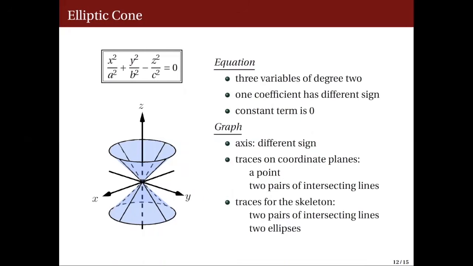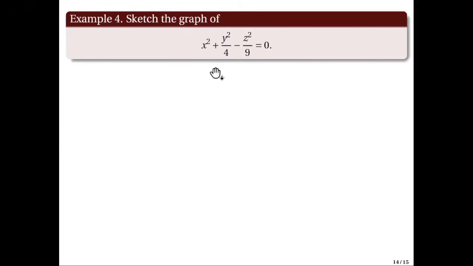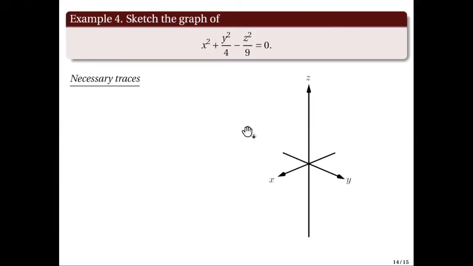Let us consider a particular example. For this equation, we can see that all variables are of degree 2 with exactly one different sign, and the constant term is equal to 0. Hence, this represents an elliptic cone. For the graph, we want to choose the best orientation of the coordinate axis. So observe here that the variable associated with the different sign is the variable z, and hence we take the z-axis pointing upward, and we can use the usual orientation of the three-dimensional space.